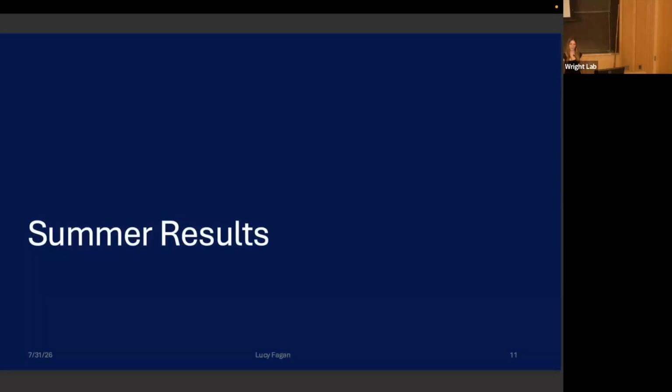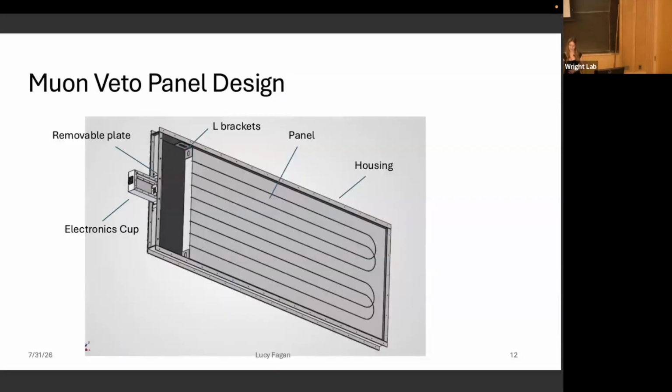So that was our job this summer, was to build a prototype of a muon veto panel. So we designed this in CAD, and we have our panel with our fibers that we glued into our panel. And then we created some aluminum housing to protect the panel. Then we have a little electronics box over at the end to hold all the electronics, and a removable plate to hold all the fibers together and connect it to the CUPID.